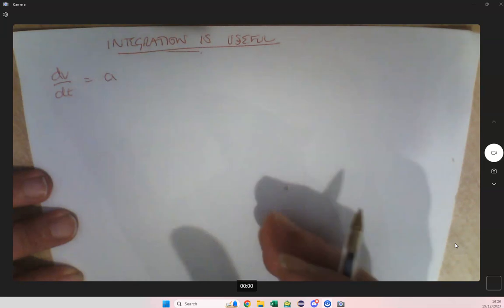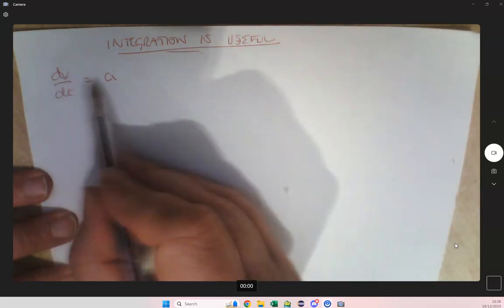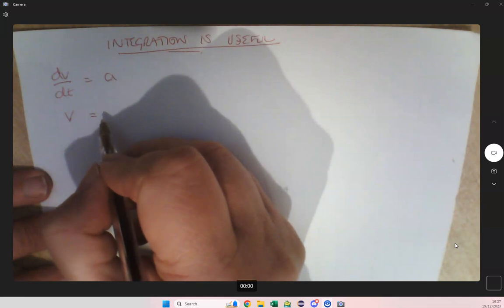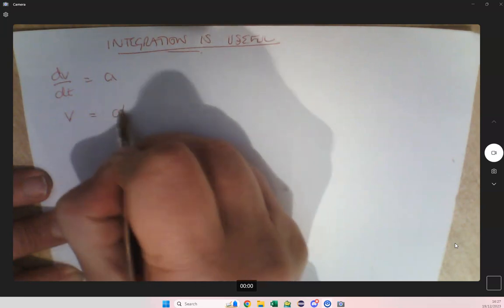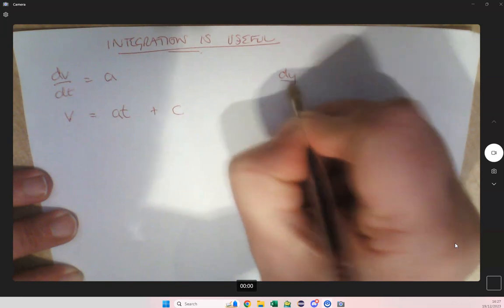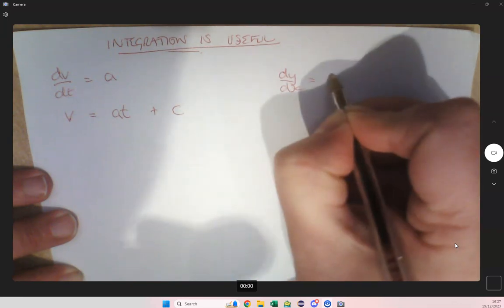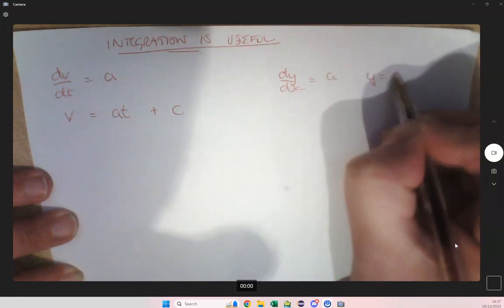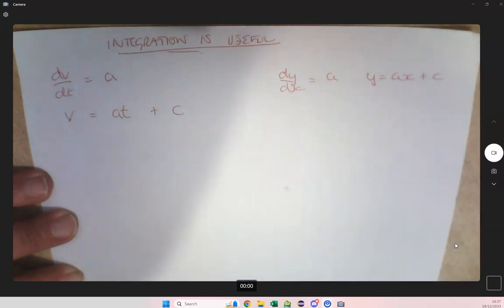Now in maths, they are quite good at teaching you how to integrate. So I want to integrate this with respect to time. To integrate with respect to time, I get v, and that is going to be equal to a times t plus some form of constant. Exactly the same way that you would have written dy by dx is equal to a, and you'd be quite happy integrating that up to y is equal to ax plus a constant. It's the same thing, slightly different letters.